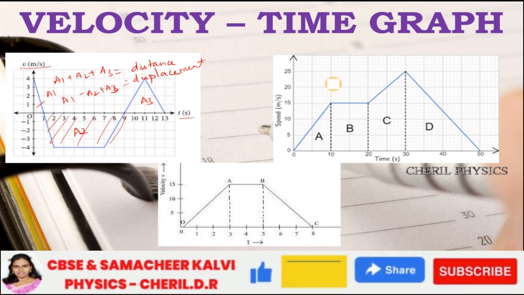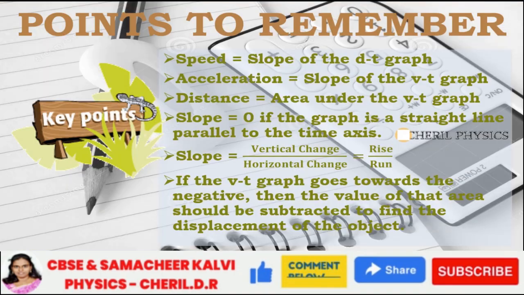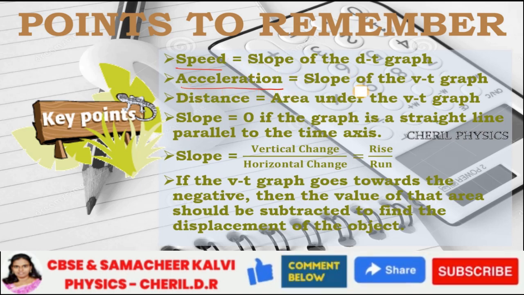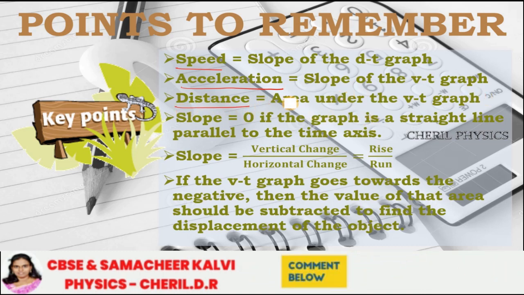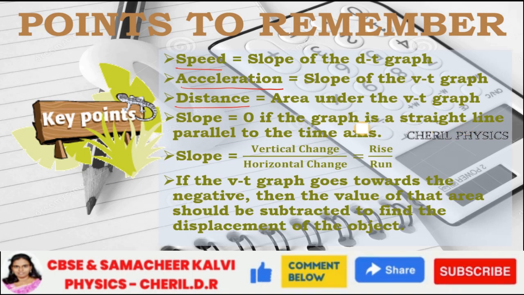The graph is like this. You can say that distance is equal to the displacement. So again, let's refresh the points to remember. If you have to calculate the speed or the velocity, you will calculate the slope of the distance time graph. For the acceleration, the slope of the velocity time graph. To calculate the distance or the displacement, you calculate the area under the velocity time graph.